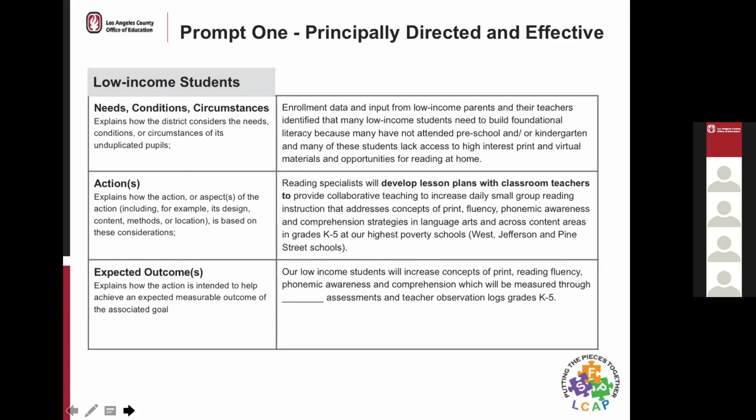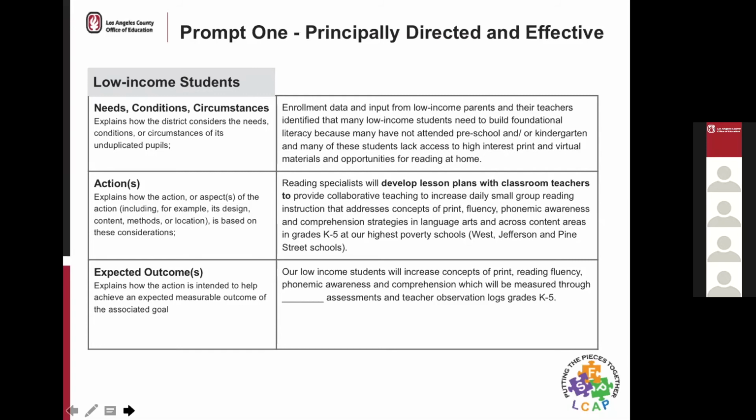And in this illustration, there's a description for a contributing action that addresses the needs, conditions, and circumstances of low-income students that is being provided school-wide at 3 of the district's highest poverty schools. The description first explains that enrollment data and input from low-income parents and their teachers identified that many low-income students need to build foundational literacy because they haven't attended preschool and/or kindergarten. And many of these families lack access to high-interest print and virtual materials and opportunities for reading at home.